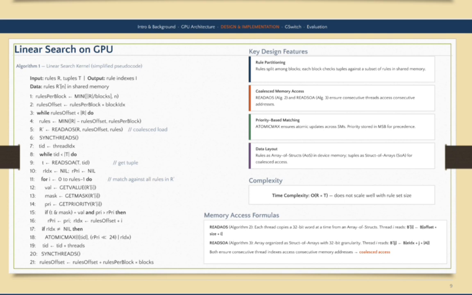Although this approach is simple and benefits from GPU parallelism, its complexity remains high because every packet must be compared with every rule, making it less efficient for large rule sets.